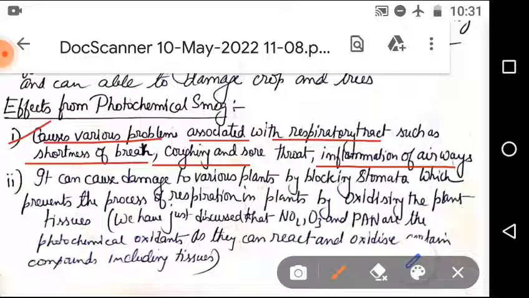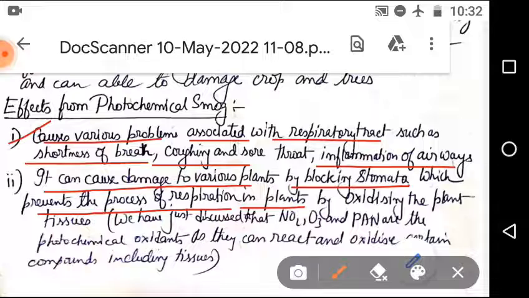It can also cause damage to the various plants by blocking the stomata. Well, stomata are the tiny pores found on the leaf surface, and that's the main place where exchange of gases takes place. So if the stomata get blocked, the plant will not be able to do photosynthesis or respiration, which will prevent the process of respiration in plants by oxidizing the plant tissues.